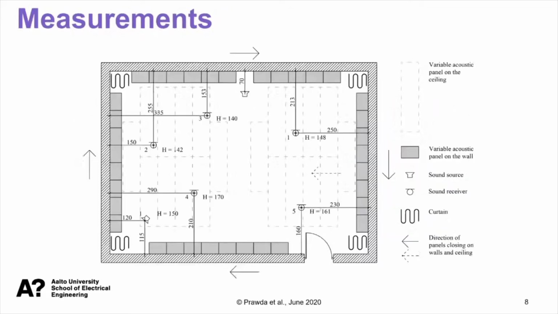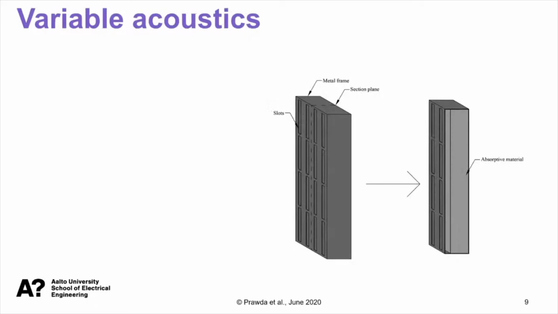So to check whether those formulas work in real life, or how they work, we conducted measurements in the variable acoustic lab ARNI that is located at the Aalto University. The lab is equipped with 55 variable acoustic panels that are located on the walls and on the ceiling. The variable acoustic panels look approximately like that.